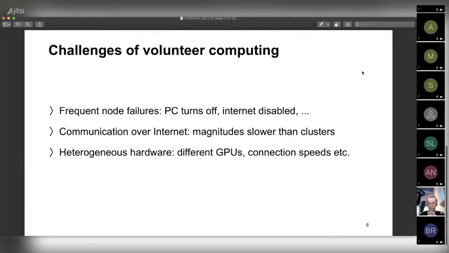The third one is the problem of heterogeneous hardware, because we have different GPUs in our volunteer computers and different connection speeds, and we need to take that into account. Our ideal case is that we're not slowed down by our slowest participant. So even if you have a GPU which is 2 or 3 generations past the state of the art, you should still be able to meaningfully contribute to all of these computations. Right then.